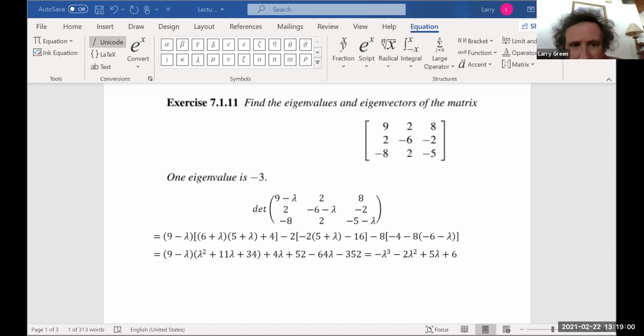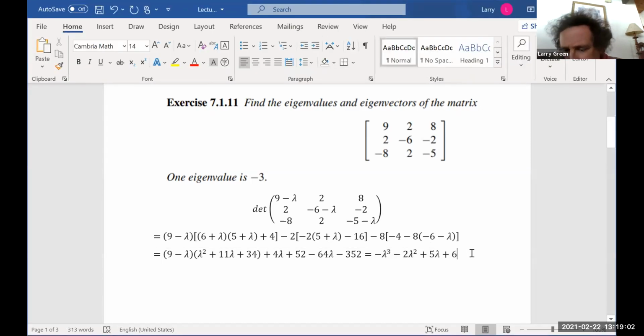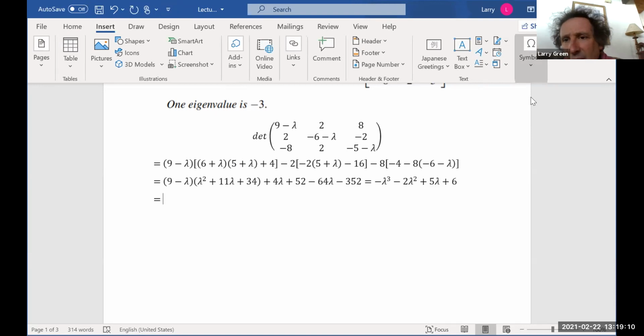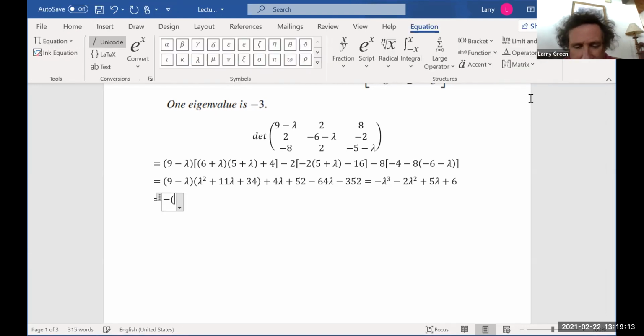So let's do that. So it's negative lambda plus 1, lambda minus 2, lambda plus 3. Okay, any questions on that?